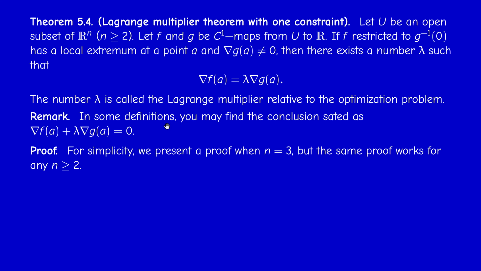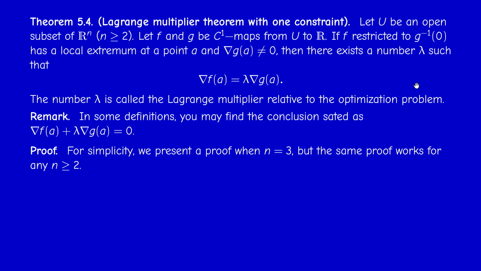Now, for simplicity, we'll present the proof for n equal 3, for three variables, but the same proof works for any n. So let A1, A2, A3 be the components of A, and denote the arguments of f and g by x, y, z. You can call them x1, x2, x3 if you like, it doesn't matter. Now, what does it mean that the gradient of g is not 0? It means that one of its components is not 0, but the components are the partial derivatives.